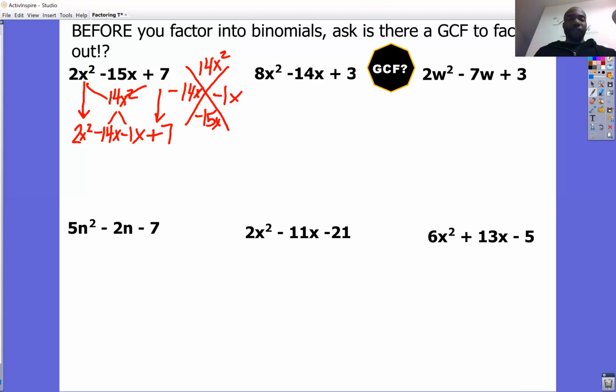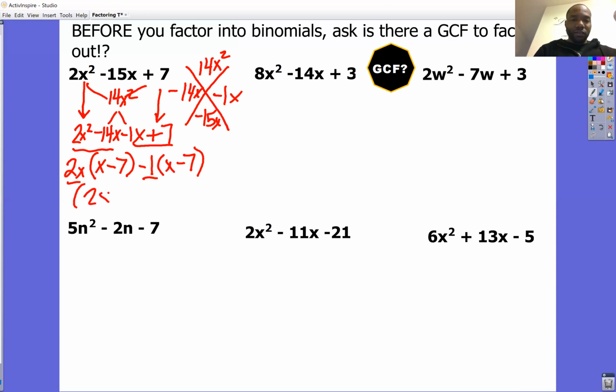Okay, so now we factor by grouping. Group this. We're going to take out a positive 2x. When we take out a positive 2x, we are left with x minus 7. Group this. If I want that to be x minus 7, I need to take out a negative 1. Then I end up with x minus 7. Now bring our GCF together: 2x minus 1 times x minus 7.